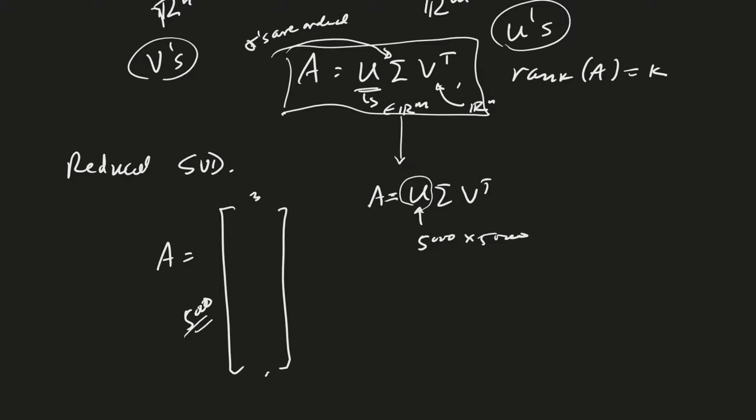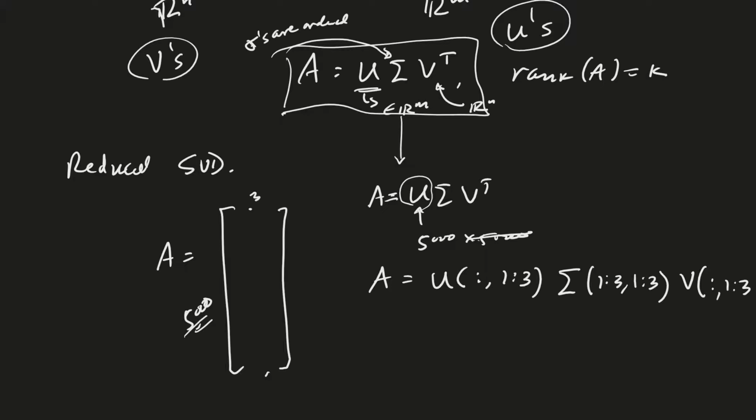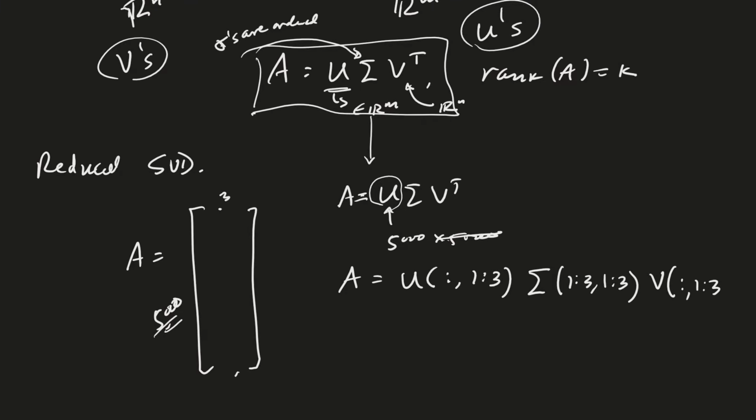So instead of doing the entire 5,000, what we can do is, if this is 5,000 by 3, then we could just write that A is equal to U, and I'll just take the first 3 columns. I'm kind of using MATLAB notation there. And then for the sigma, I would just take the first 3 values, and then I'd multiply that by just the first 3 columns of V as well.